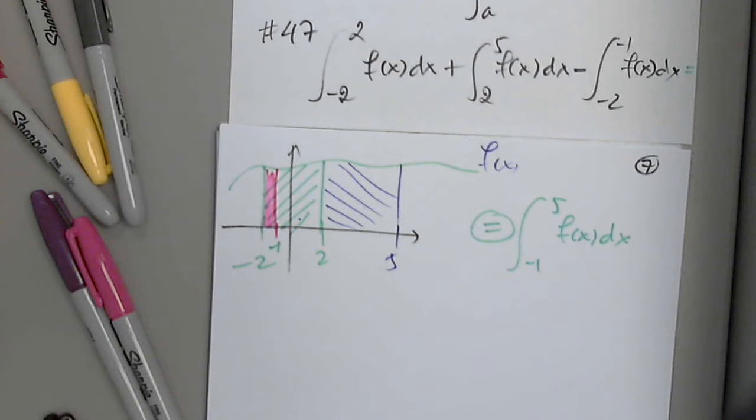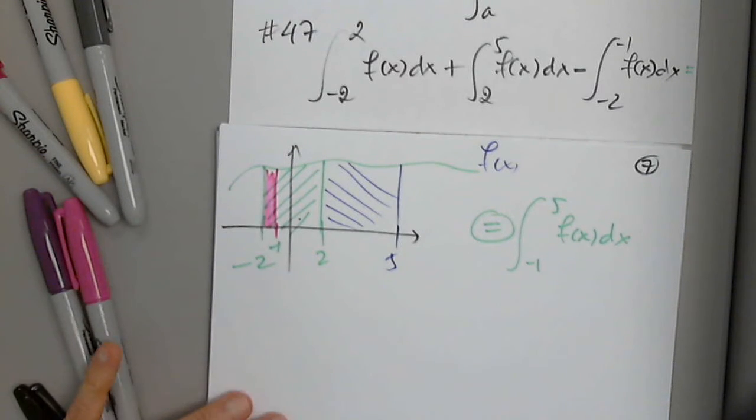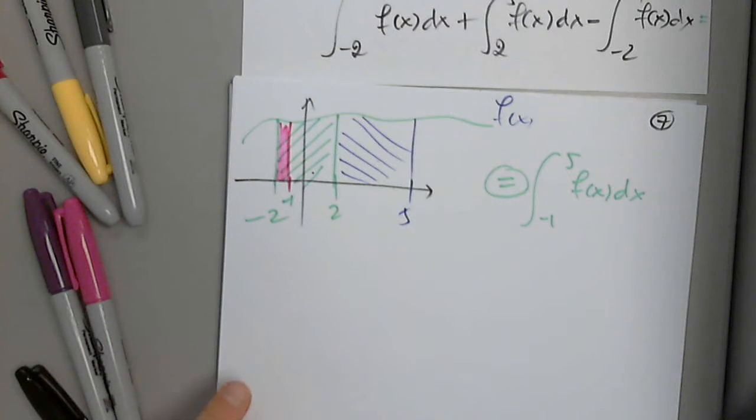Yes, Ricky? How did you get 5? You mean the limits of integration? Yeah. Okay, so the first one is the green territory. The second one is the purple territory. So now I have the integral from -2 to 5 of f of x dx. But I have a minus in front, minus the red area. So I have to subtract that. So that's why I have the integral from -1 to 5 of f of x dx. Better? Yes? Everyone? Is this okay? Okay, perfect. Let's continue with 48.